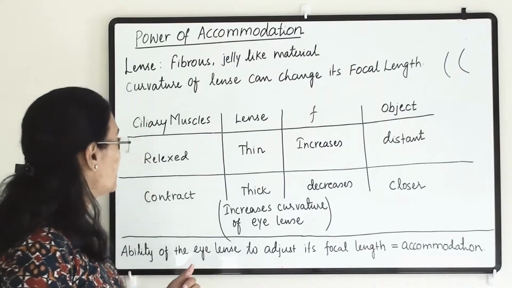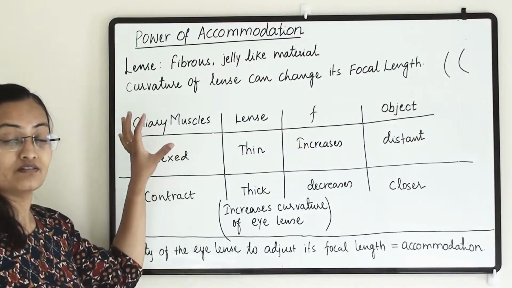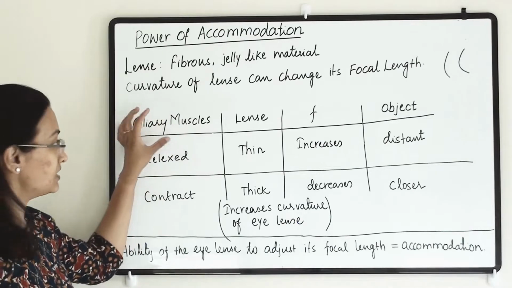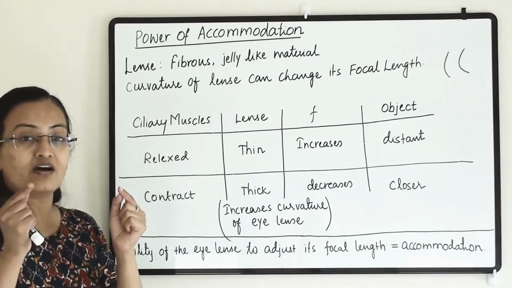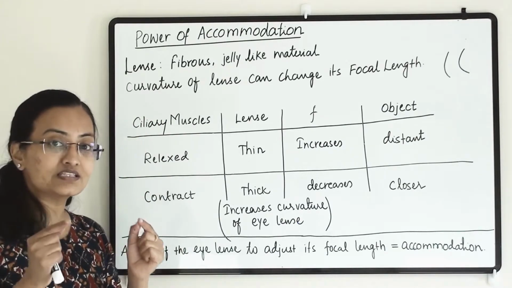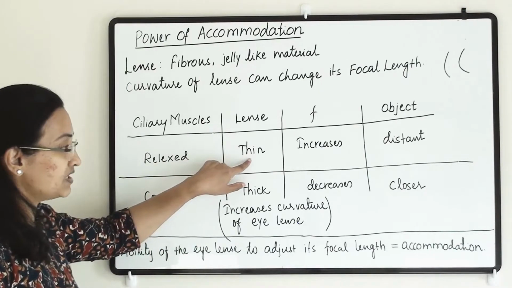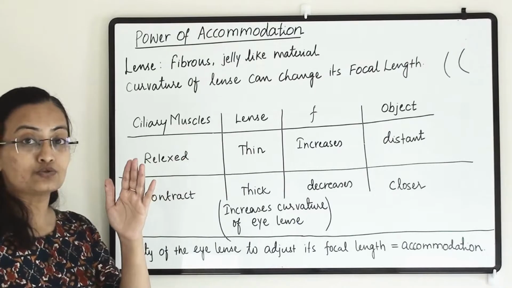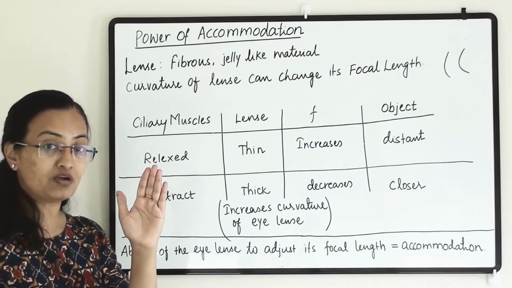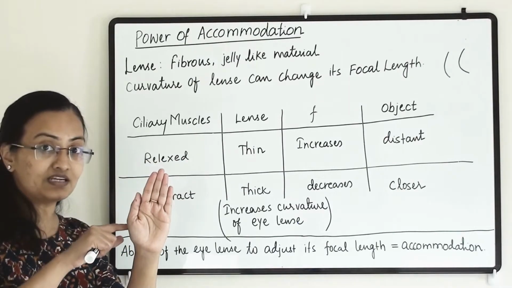And how will this work? This action happens with the help of the ciliary muscle. Now the ciliary muscles, which are attached along with the crystalline lens, will relax, then the lens will become thin. So if it is loosened up, then the lens will become thin because its curvature will decrease.